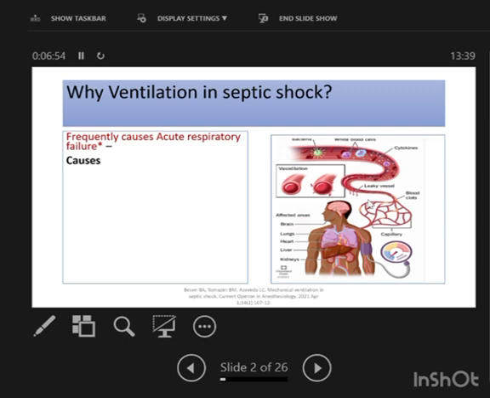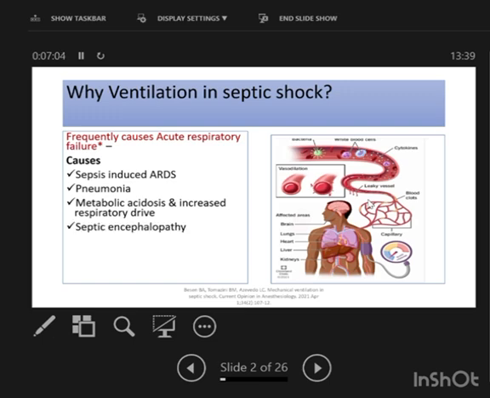How does the metabolic acidosis patient breathe? The breathing rate is very high. So what we call the work of breathing will be high. Sometimes the patient will be obtunded with septic encephalopathy, and that patient may require intubation for airway protection, right? So these are all the causes I could think of, and of course hemodynamic instability.